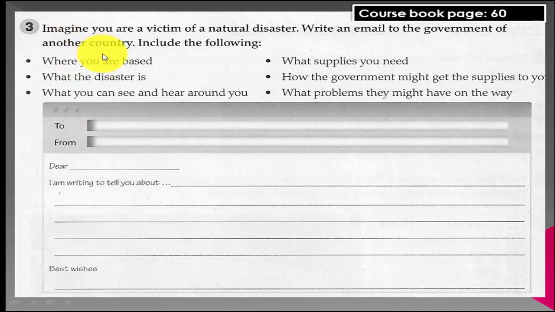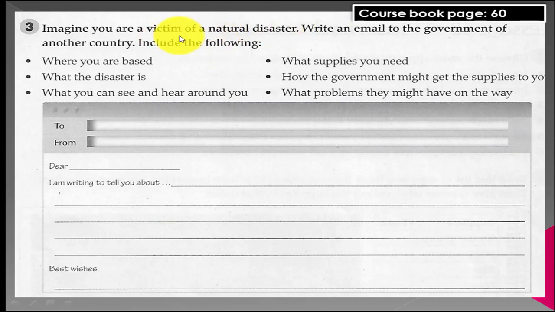What is the email going to be about? Look, imagine you are a victim of a natural disaster. That means imagine that you are hit by a natural disaster, or you are one of the people who are affected by a natural disaster. Write an email to the government of another country. So of course, when a country has a natural disaster, they need the help of other countries. So you are the person who will ask the other country for help.